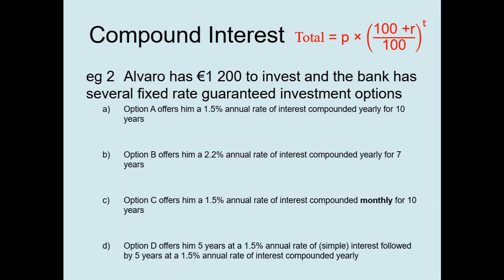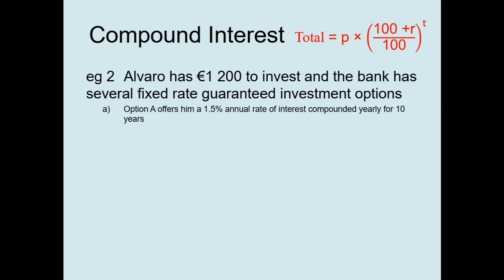And option D offers him 5 years at 1.5% annual rate of simple interest, followed by 5 years at a 1.5% annual rate of interest compounded yearly. So D is a mixed interest type problem. Part of it is simple interest, part of it is compound interest. This could be interesting. Let's start by looking at option A.